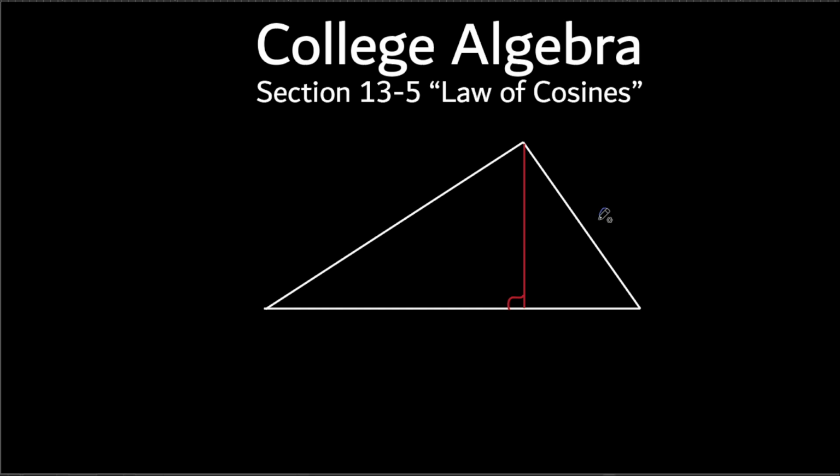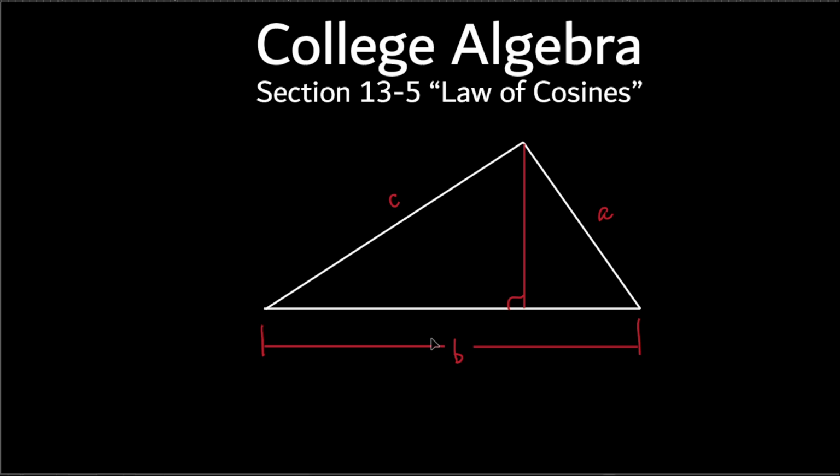And let's label some of the sides. Let's label that A. Let's label that C. B is that whole entire side right here. Okay, so that's B right there.